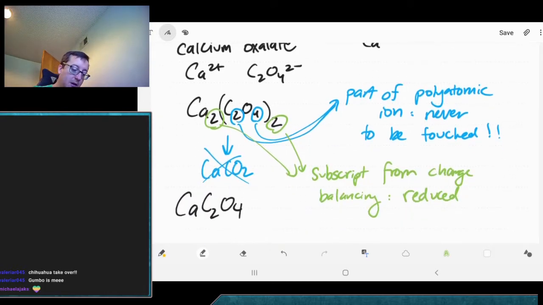And so for polyatomic ions, we can only mess with subscripts outside of parentheses. Subscripts that come from charge balancing. The subscripts that are part of the polyatomic ion, we do not mess with. Those stay the same. Those do not get touched.